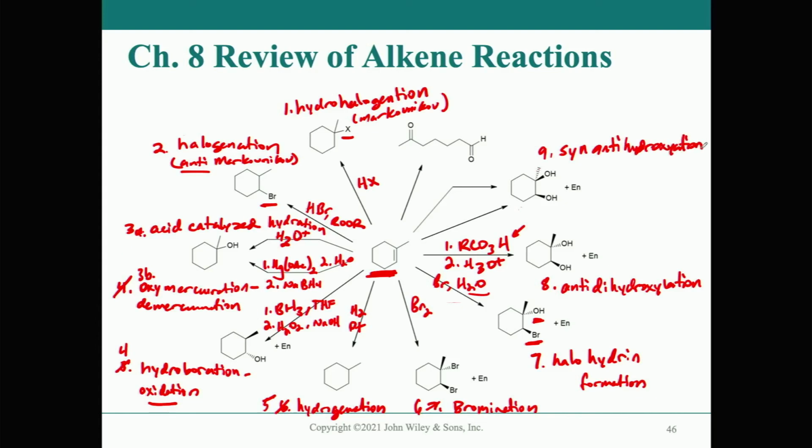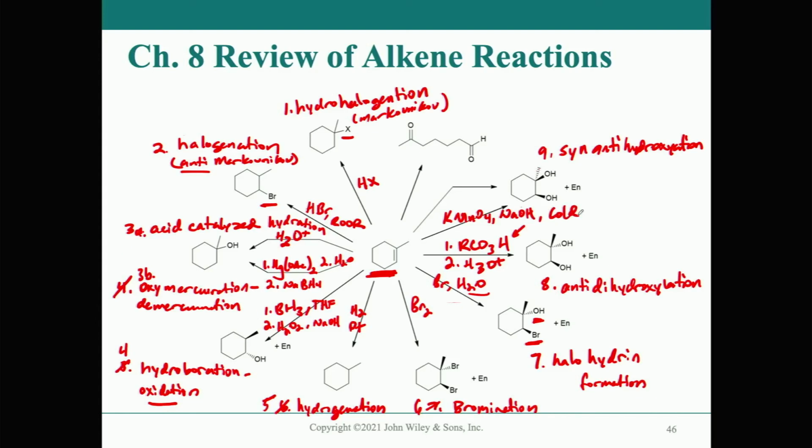In the syn dihydroxylation, we can go about that a couple of ways. We can use potassium permanganate, which isn't as common, because potassium permanganate can actually react with a lot of different things, so we don't use it that much. But we have potassium permanganate, along with some sodium hydroxide and some cold temperature.